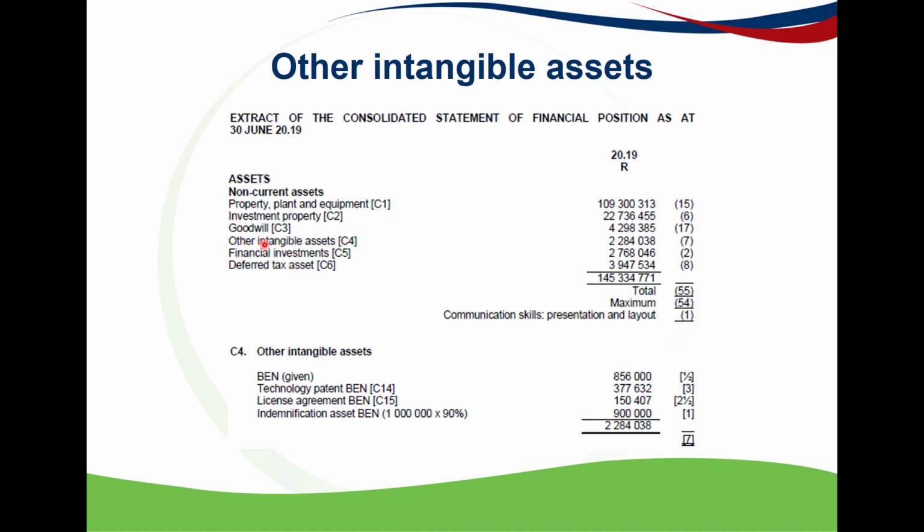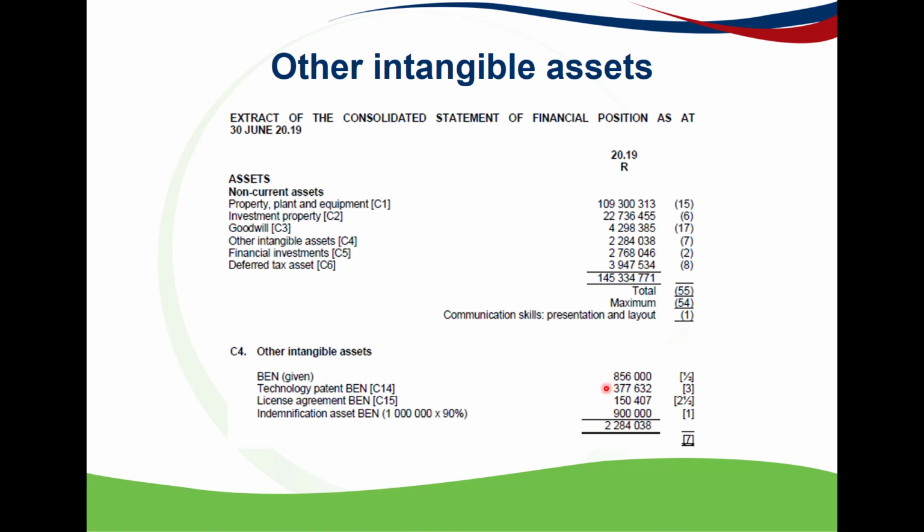The next line item is our other intangible assets. The first one was for Ben, it was given, so very happy, easy half mark. Then there's the technology patent and the license agreement. Both had a useful life. Therefore, there was subsequent measurement required.